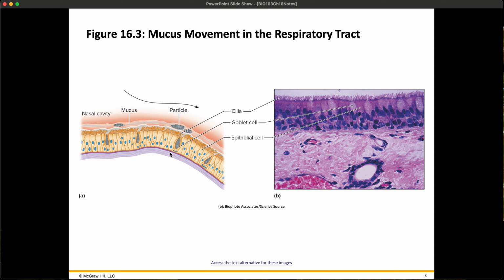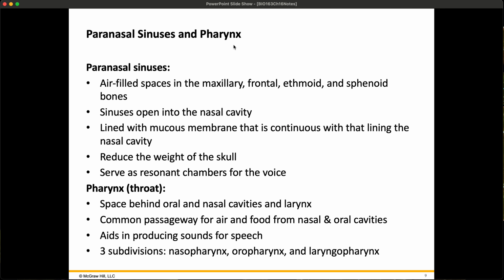Here is that epithelium. You have your pseudostratified ciliated epithelium with these goblet cells interspersed that are producing mucus and kind of create this nice layer over top of those cells. All right, so beside the nose, the paranasal sinuses. These are in your maxillary bone, frontal, ethmoid, and sphenoid bones.